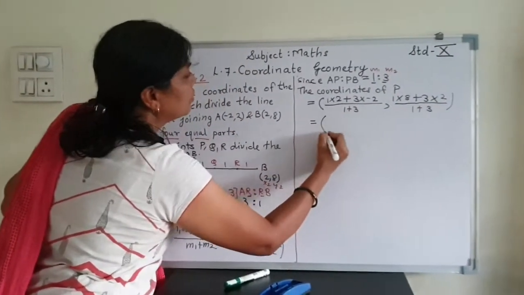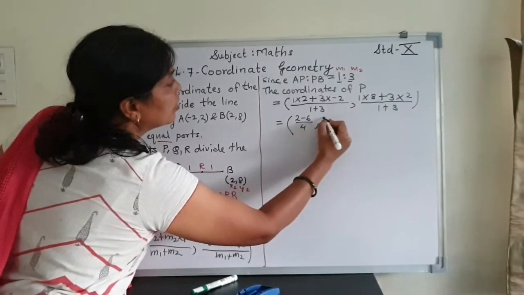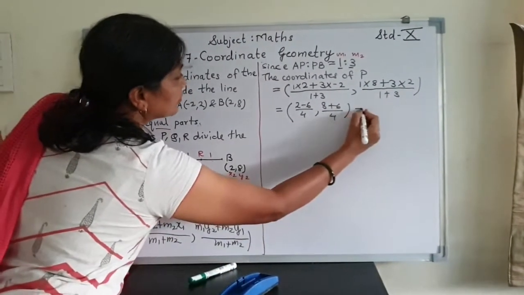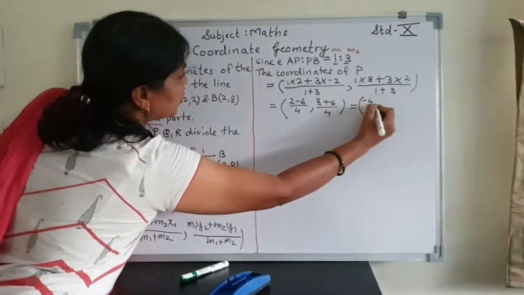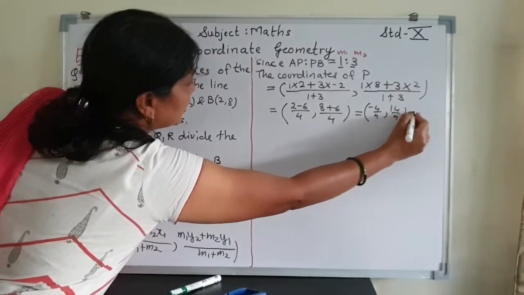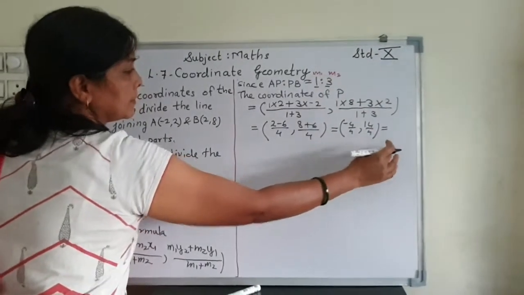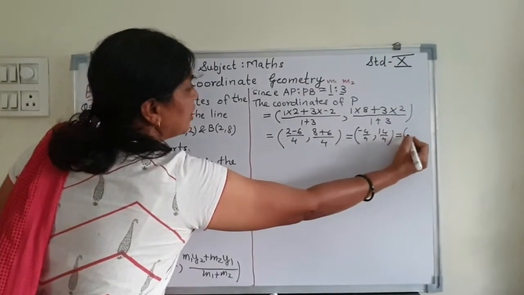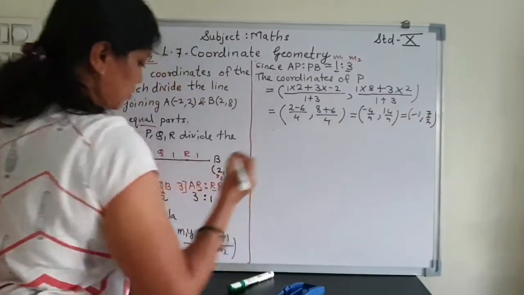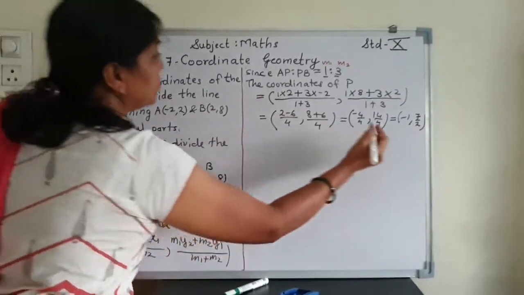So this is how we get 2 minus 6 upon 4, 8 plus 6 upon 4. It is minus 4 upon 4, and here it is 14 upon 4. So finally the coordinates of point P are minus 1 and 7 upon 2. I hope you understood how we found the coordinates of point P.